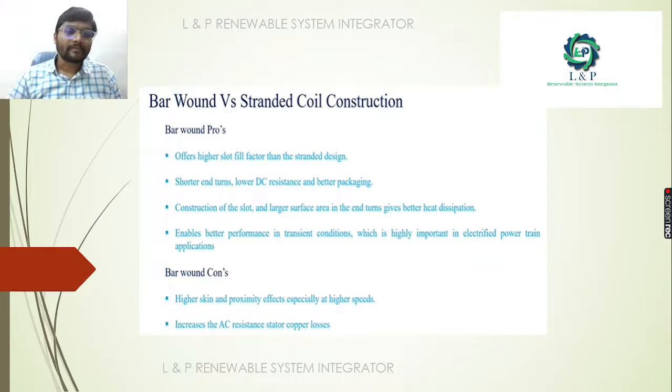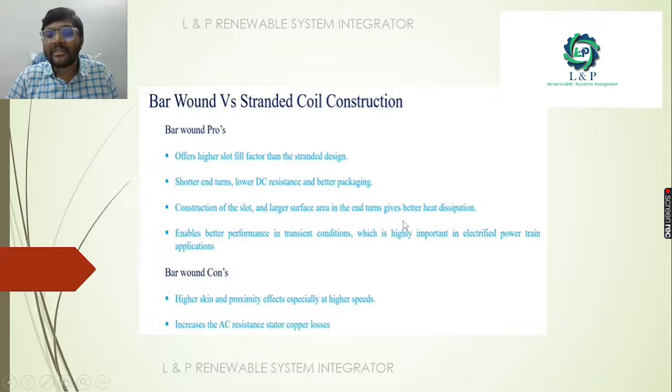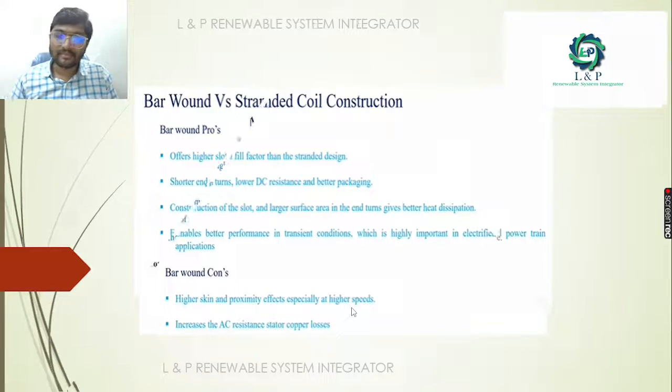And when we try to sort out the pros and cons of a bar wound, in the pros it offers a high slot fill factor compared to the standard design, and we have very short end turns, so it has a low DC resistance and better packing and construction of the slot. The larger surface area in the end turns gives better heat dissipation, and it enables better performance in transient conditions. When you get to know the disadvantages of this bar wound type, it increases the AC resistance and stator copper losses, and it has a higher skin and proximity effect, especially at higher speeds.